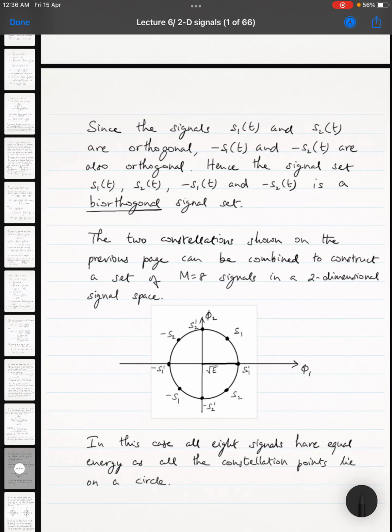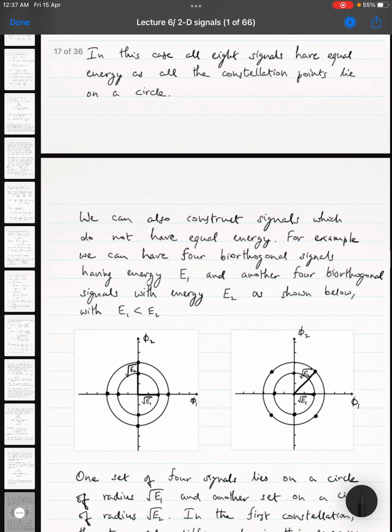We can also construct signals which need not have equal energy. Okay, in this particular case, all the signals have the same distance from the origin, or their norms are the same. That means they have equal energy. That is not a necessity. We can also construct a set of 8 signals with different values of energy. So we will see how to do that.